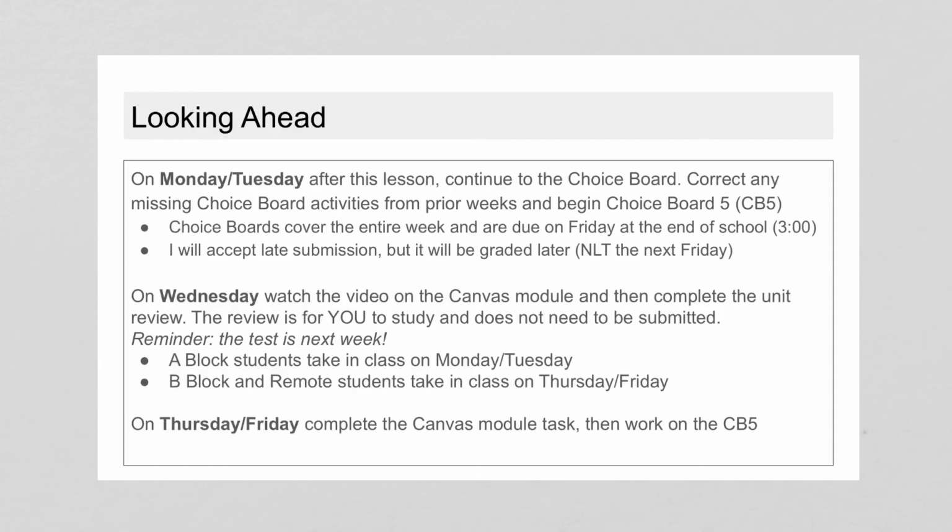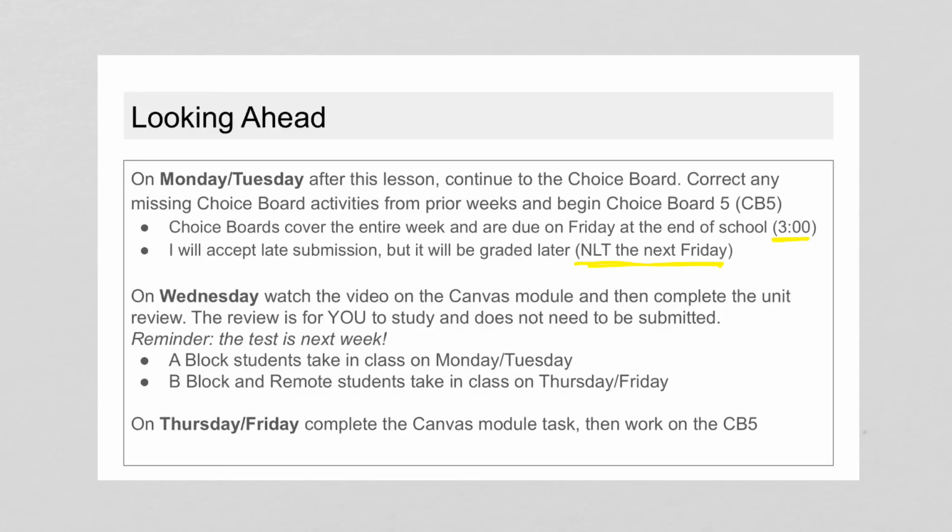If you're watching this on Monday, Tuesday, you can continue to the choice board, correct any missing choice board activities from prior weeks, and begin choice board 5. Just to remind you, choice boards cover the entire week. They're due on Friday at the end of school, which is 3 o'clock. That just means that I'm going to do my grading at the end of school at 3 o'clock. I will accept late submissions, but it will be graded later. It could be graded all the way up until the end of next week, okay?